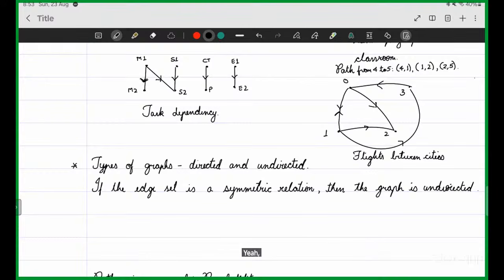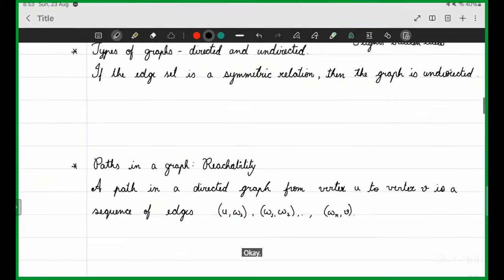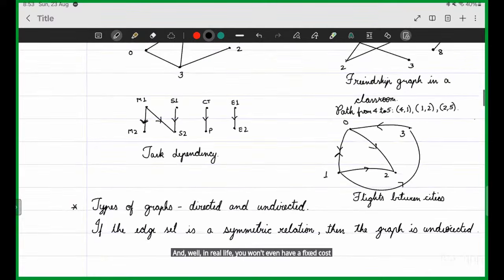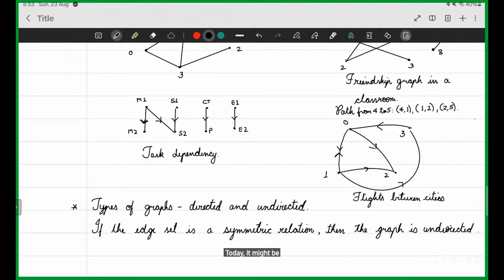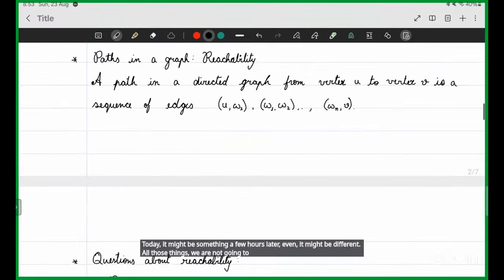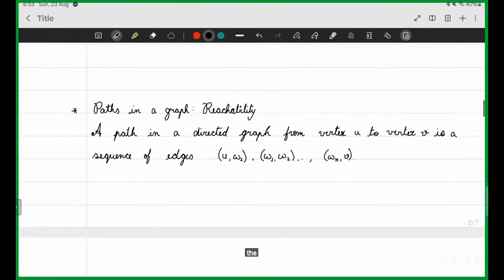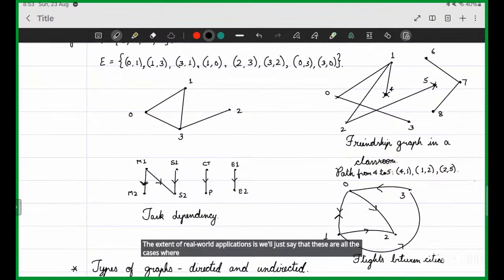Yeah, I am asking that it may change. That could be the case, right? And in real life, you won't even have a fixed cost for a flight. It is a dynamically changing thing. So today it might be something, a few hours later it might be different. All those things we are not going to worry about. The extent of real world applications is we'll just say that these are all the cases where you can see that graphs are the right model to work with.